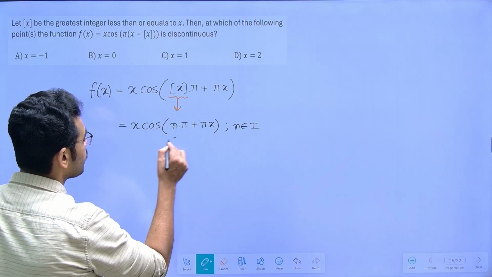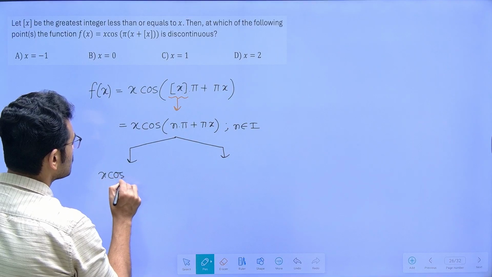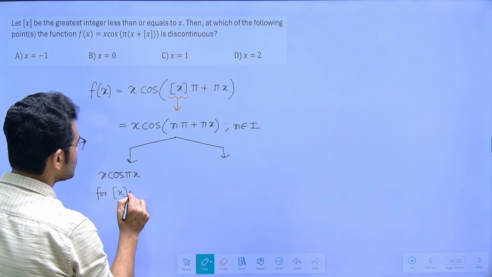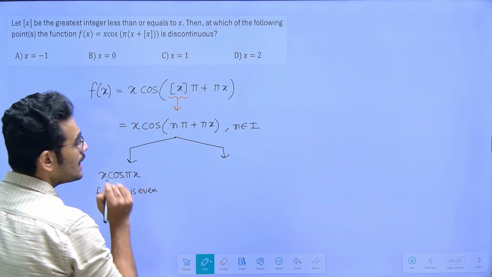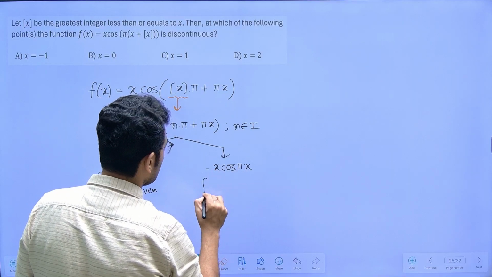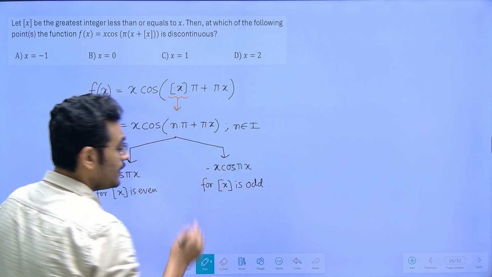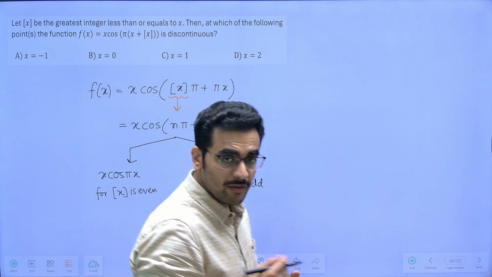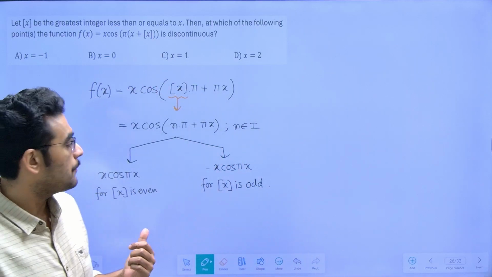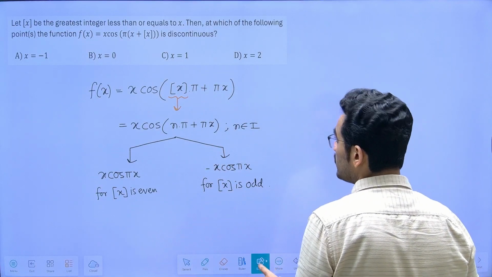So we can directly define two cases here. It will be x cos πx when [x] is an even integer, and it will be minus x cos πx when [x] is an odd integer. Clear? Because cos of an even multiple of π plus θ is cos θ, and cos of an odd multiple of π plus θ is minus cos θ. So accordingly the function will change. Now at these 4 points I need to discuss the continuity.